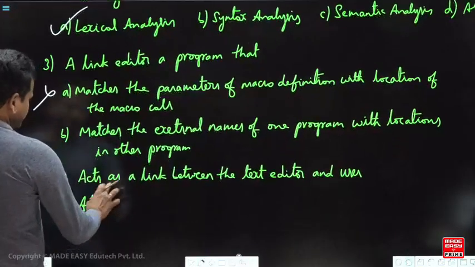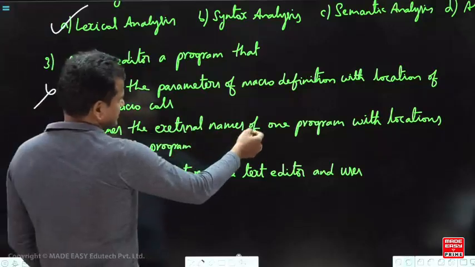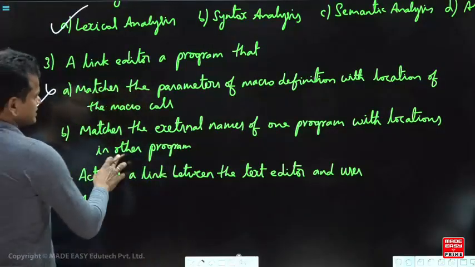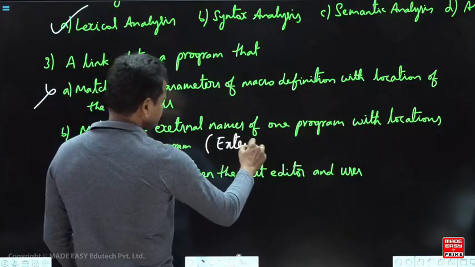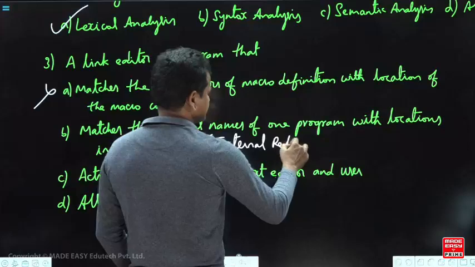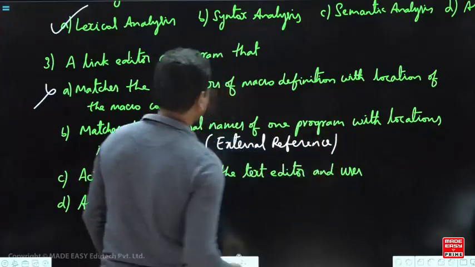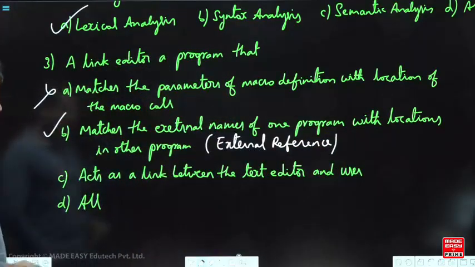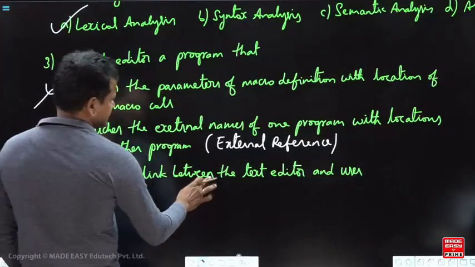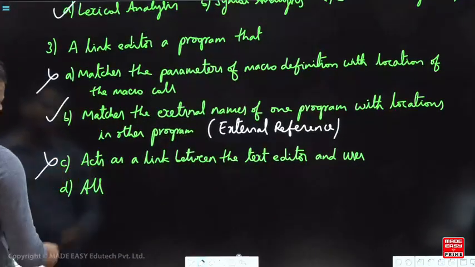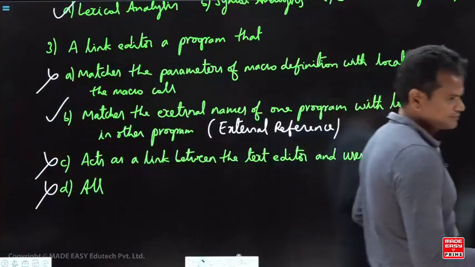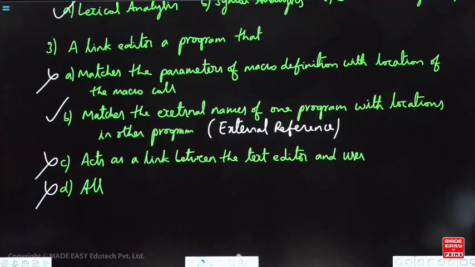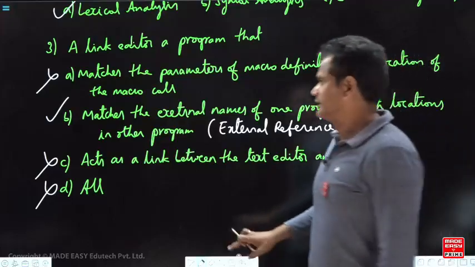Next, matches the external names of one program with locations in another program. It is called external reference. The external references will be resolved by the link editor. And acts as a link between the text editor and user. No, it's not. Then it is not all. So go for option B. Okay, next.